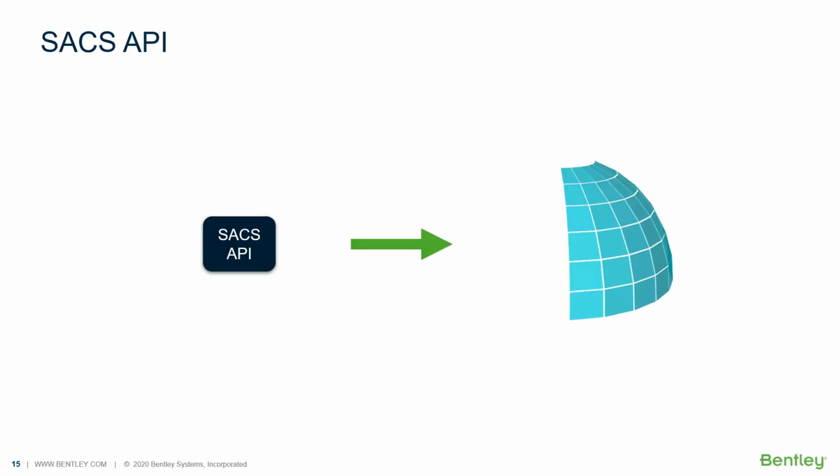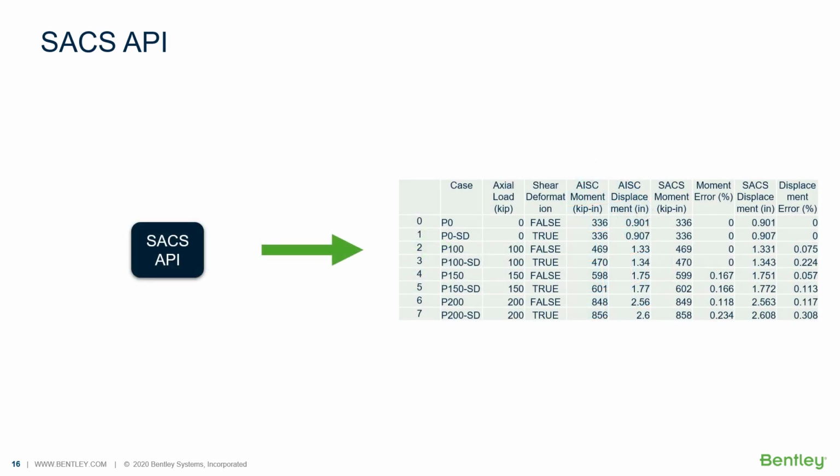Finally, let's take a look at a validation study that I did for Sacs P delta analyses. I generated a set of analyses based upon the benchmark problems from section C2 of the AISC 360 specification, analyzed each one, and compared the expected displacement results and the bending moment results with the Sacs calculated results.